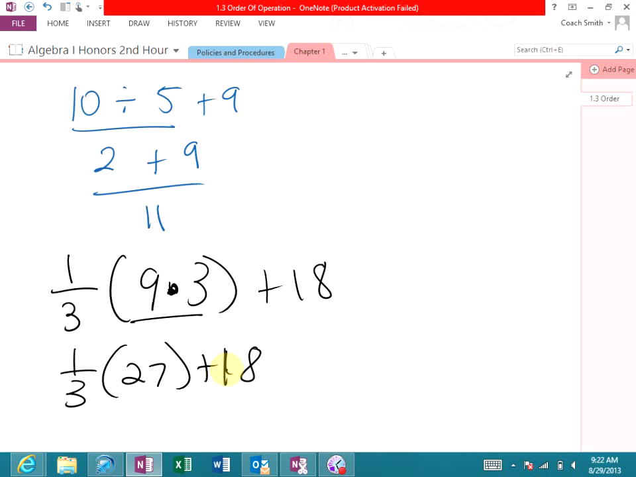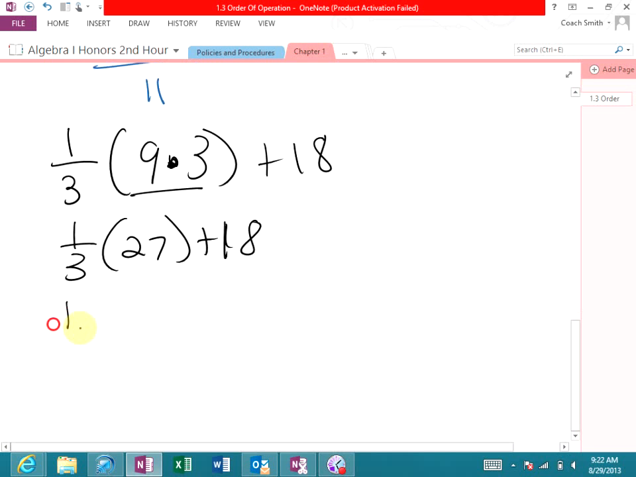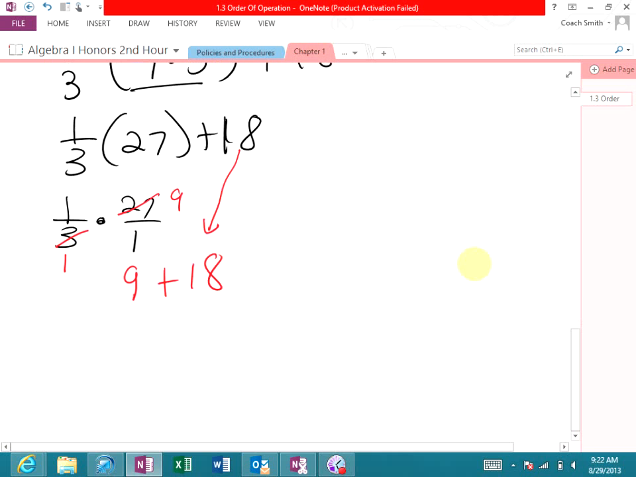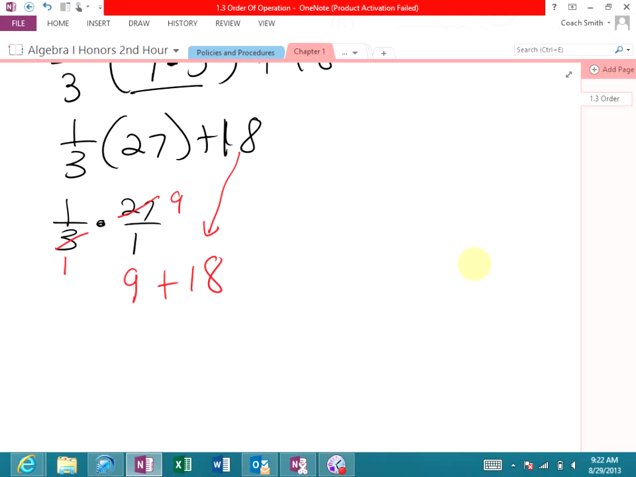Brandon, help him out. 9. It is 9. Okay, the reason it is 9 is because you have 1/3 times 27 over 1. Here you can cross cancel. 3 goes into 27 9 times, 3 goes into 3 once, and so that's 1 times 9, which is 9, plus 18. Okay, because I have to bring the 18 down to our problem. So what is 9 plus 18?